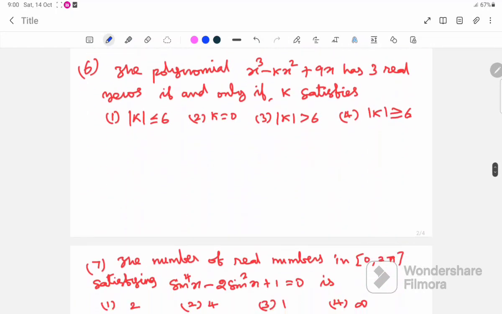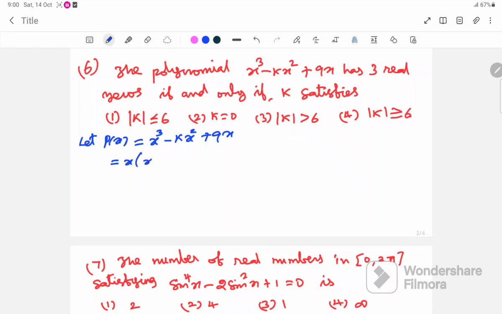Okay. Now, going for sum number 6. The polynomial x cube minus kx square plus 9x has 3 real zeros if and only if k satisfies: modulus k less than or equal to 6, k equal to 0, third option modulus k greater than 6, fourth option modulus k greater than or equal to 6. First, the given can be taken as p of x. Let p of x equal x cube minus kx square plus 9x.